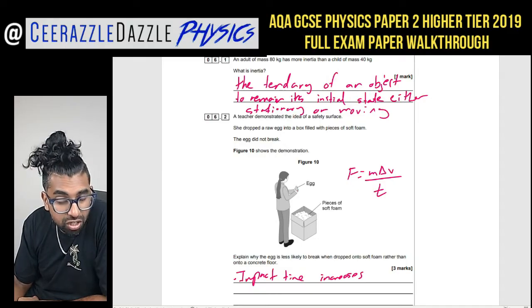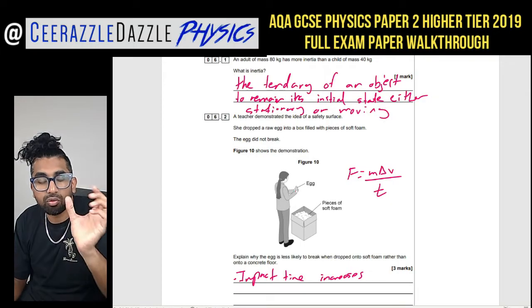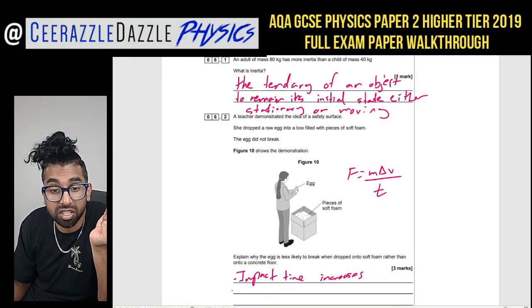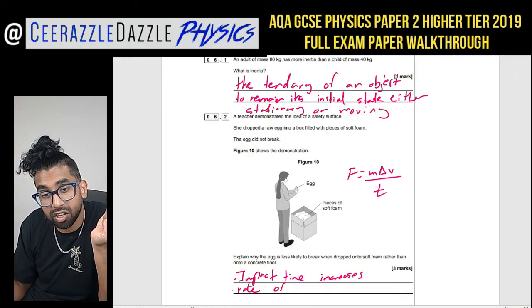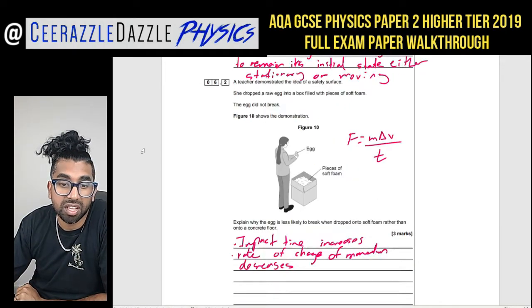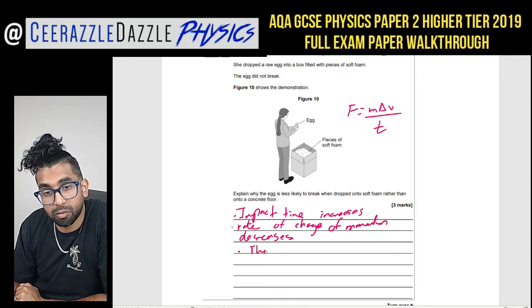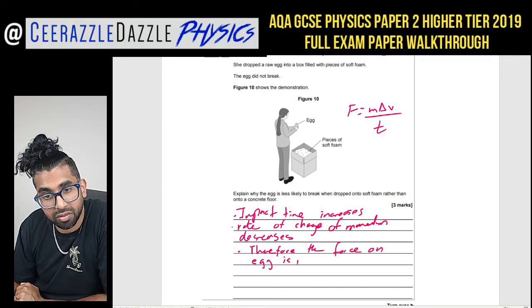So it changes momentum. Don't forget, it's moving at the start, it has momentum, and obviously it stops moving. The rate at which that momentum is changing decreases. So the rate of change of momentum decreases, and therefore the force is reduced. Therefore, the force on the egg is reduced.